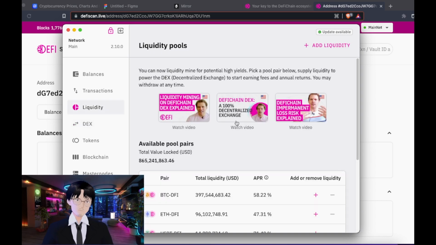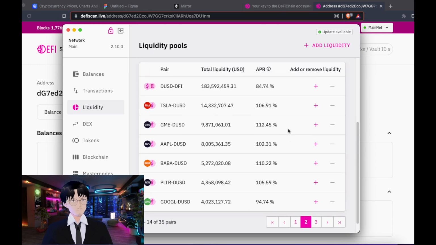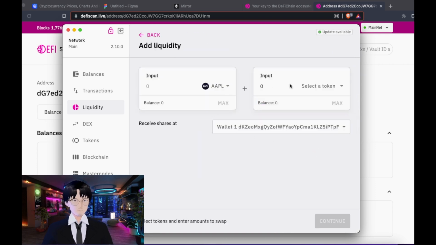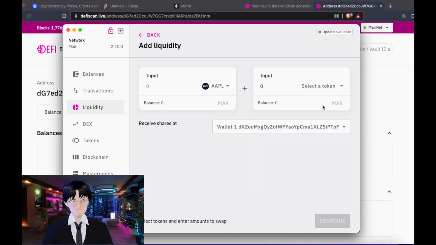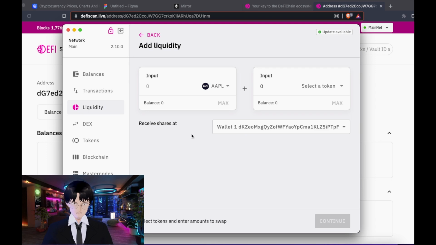And once I have those two together, I would find the pair that I could earn yields on. Right here it says Apple and DUSD. I would press on this plus sign to add liquidity. So I'd enter the total amount of my stocks that I have and then the DUSD that I have. And you would want to select the wallet where you want to receive the receipt for your deposit of liquidity, right? They call them shares. You press that, you swap, and you press continue. And from there, that's pretty much it.